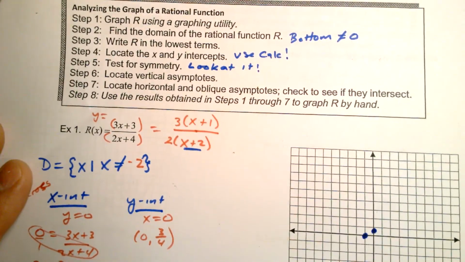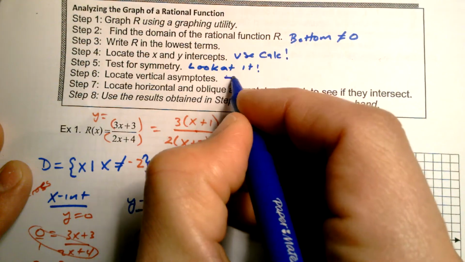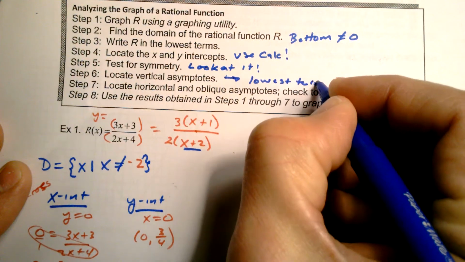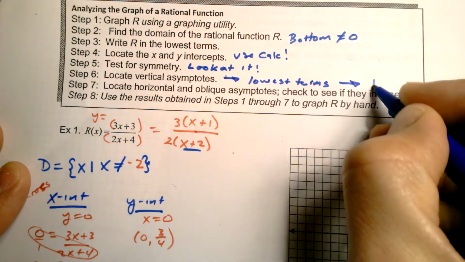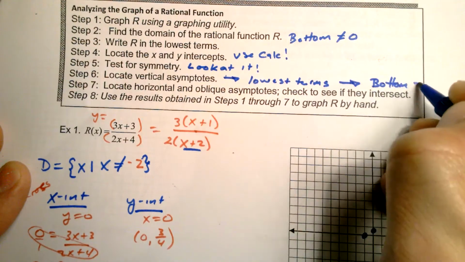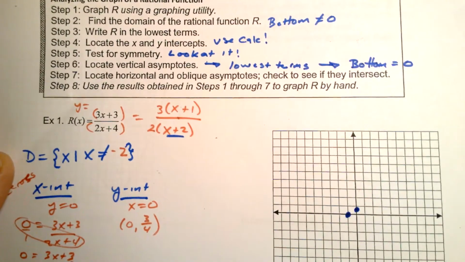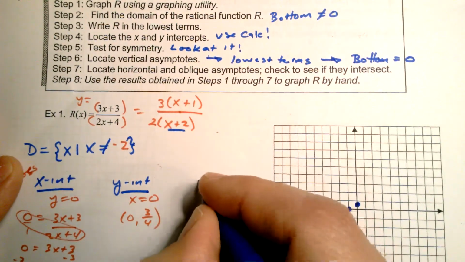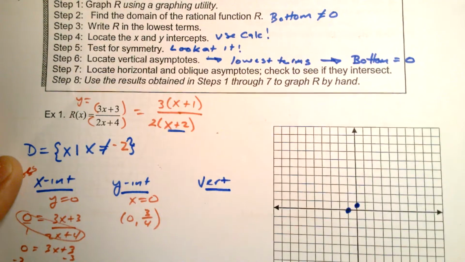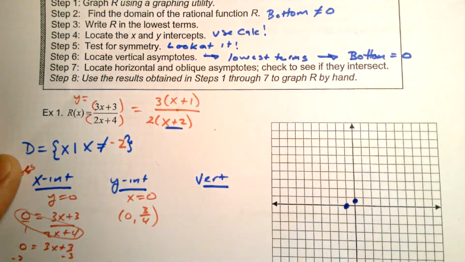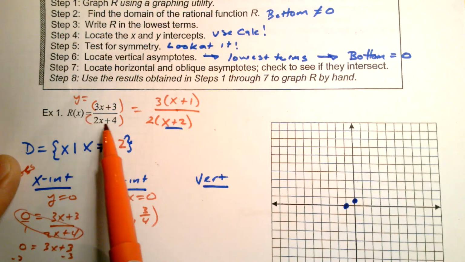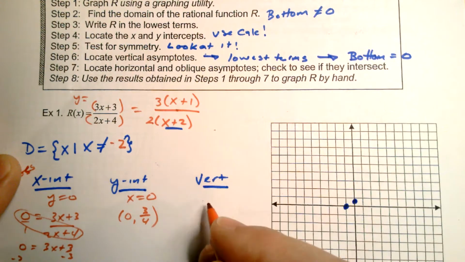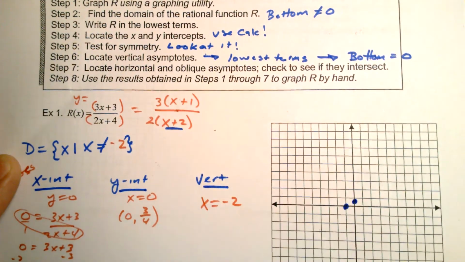Vertical asymptotes. Remember, vertical asymptotes, in lowest terms, it's where the bottom equals 0. So if you're looking at vertical asymptotes, that's where your bottom is equal to 0. So let's take a look at your vertical asymptotes, your verts. Okay. So I take a look, this guy, again, doesn't reduce at all. So this restriction in the domain is your vertical asymptote. You have a vertical asymptote at x equals -2.